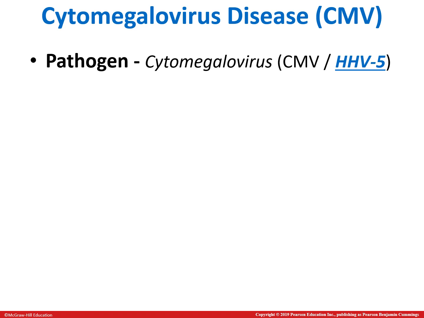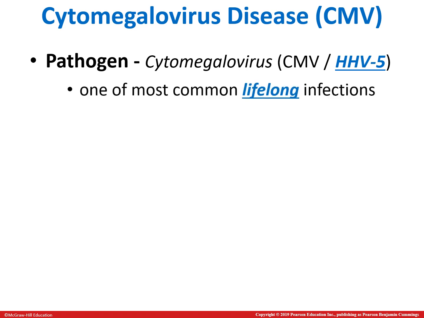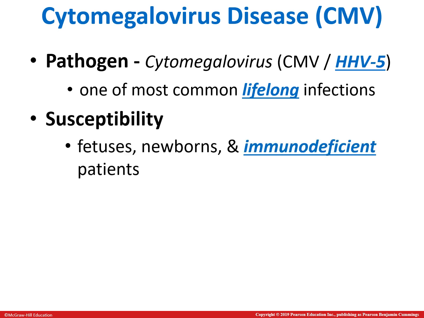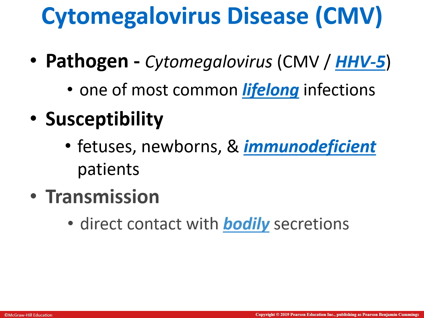Then we have one called CMV, or cytomegalovirus, and this is actually human herpes 5. This is another one of those very common infections. In fact, it's one of the most common viral infections, and most people never hear about it because most people are asymptomatic. But this is, again, a herpes virus that can permanently embed itself in the DNA of the host. The highest susceptibility is in the unborn fetus, newborns, and immunosuppressed or immunodeficient patients.